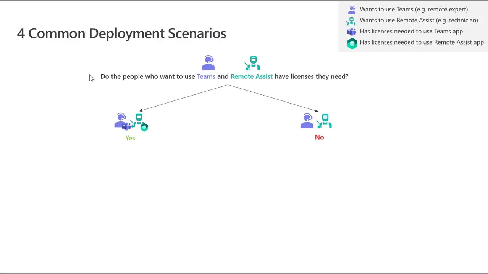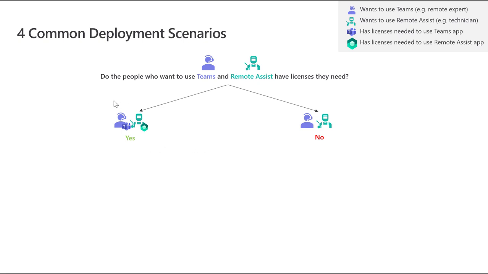So first you'll want to ask yourself, do the people who want to use Teams, the people in purple, and the people who want to use Remote Assist, the people in green, do they have the licenses they need? And the answer will either be yes, they both already have the licenses they need, or no. Someone, either the person who wants to use Teams or the person who wants to use Remote Assist, one of those parties does not have the licenses they need.